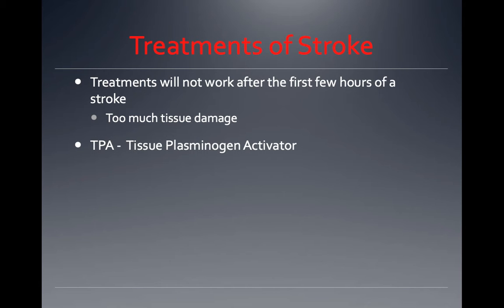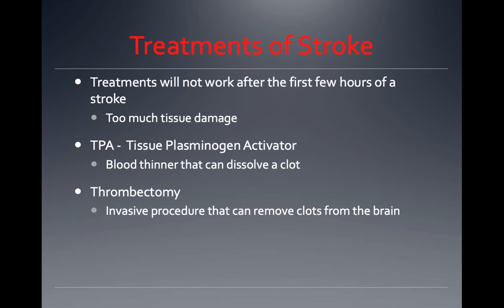Now, one of the treatments that can be used for a stroke patient is TPA, or tissue plasminogen activator. This is like a blood thinner, and it helps to dissolve that clot. There's also what's called a thrombectomy, which means that you go in and you actually remove the clot from the brain.